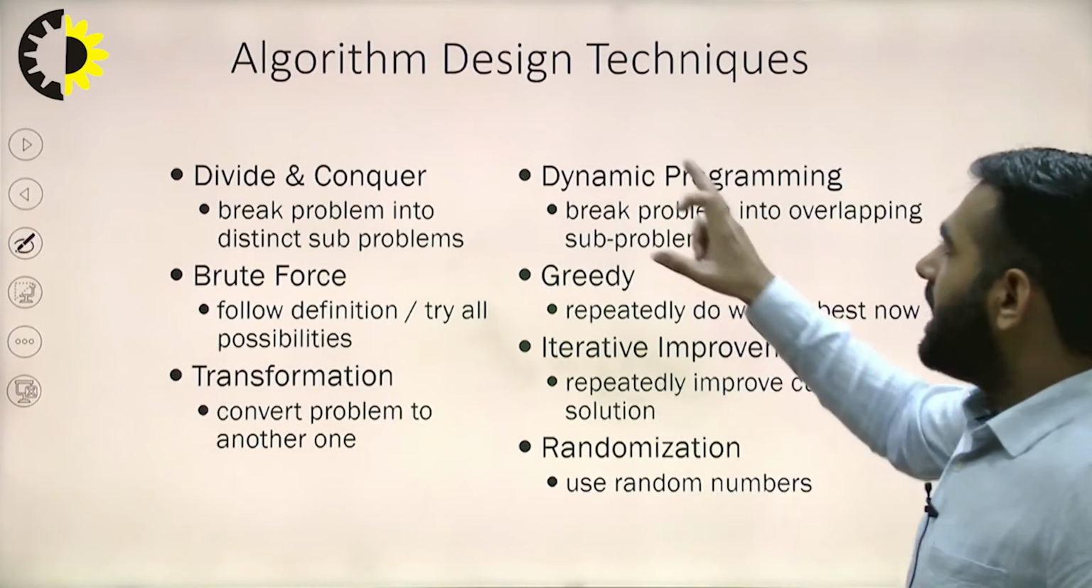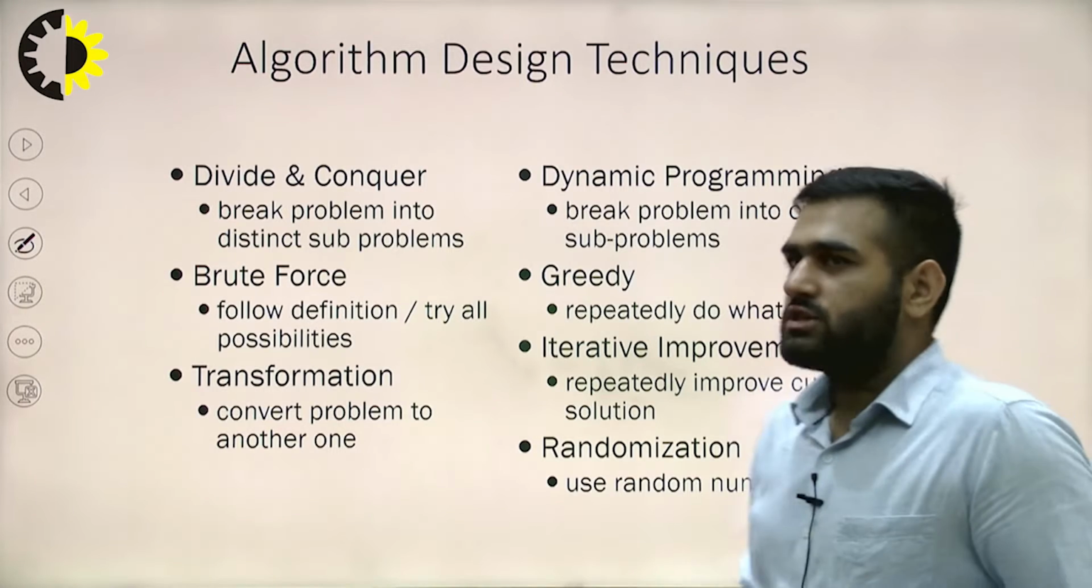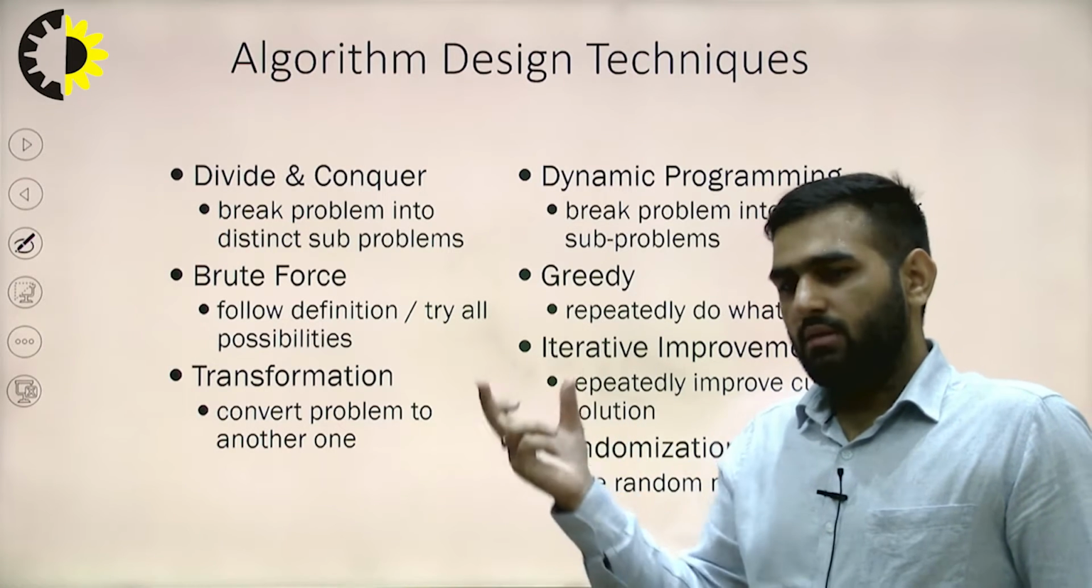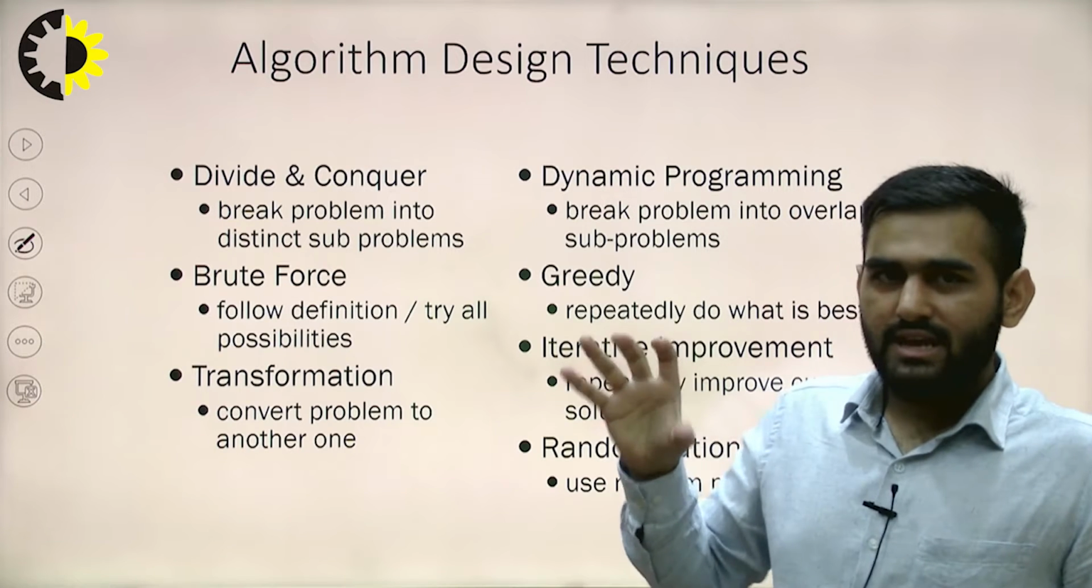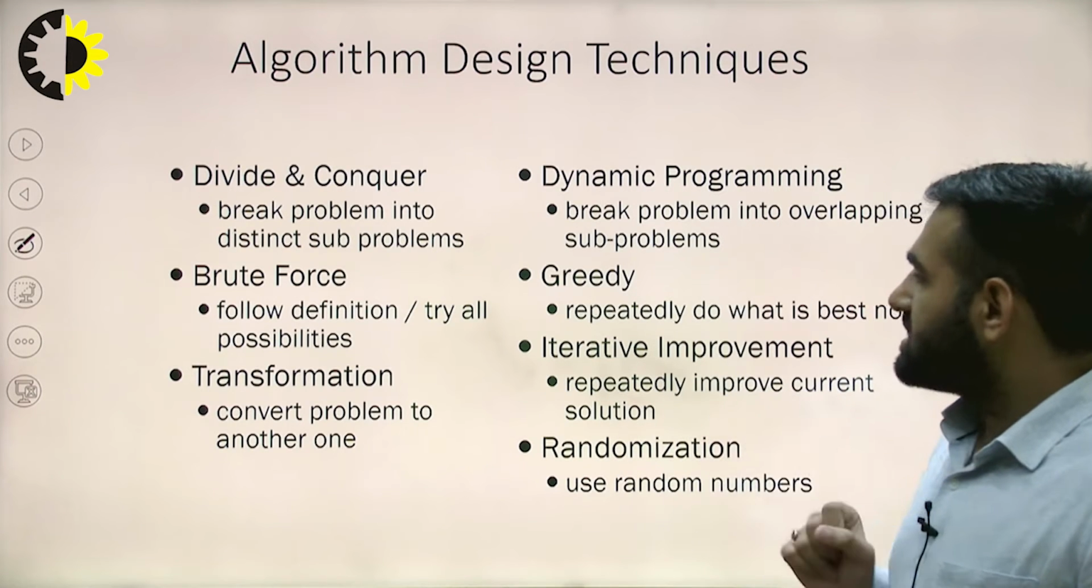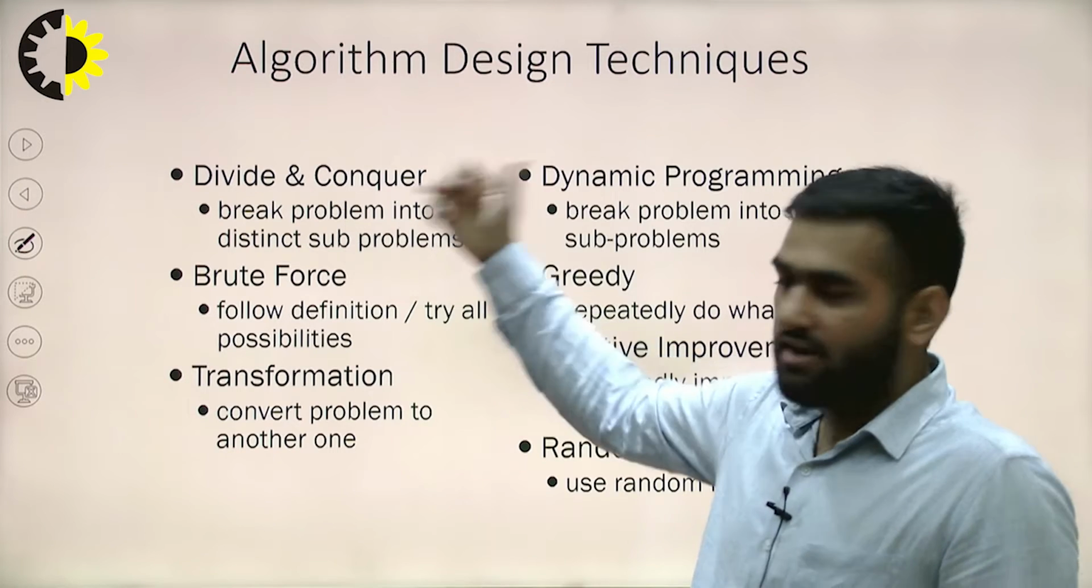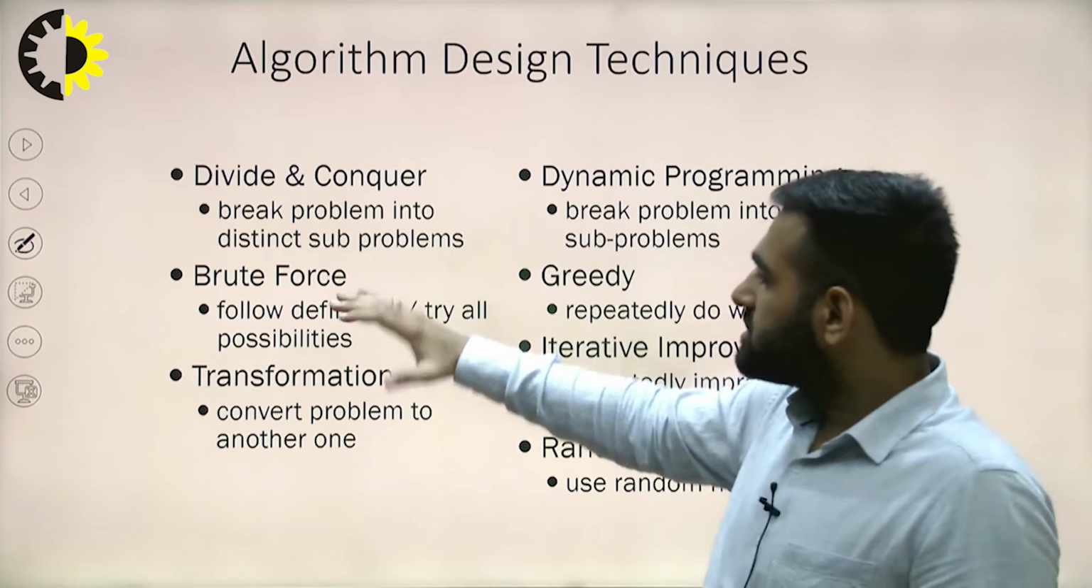Next, algorithm design techniques. As I have said, what is an algorithm? It is a step-by-step process to solve a particular problem. Now we are solving a problem, so problem solving should have some techniques. In algorithms, we have basically 6 techniques. First one is divide and conquer, that I will discuss later. Next is brute force, transformation.